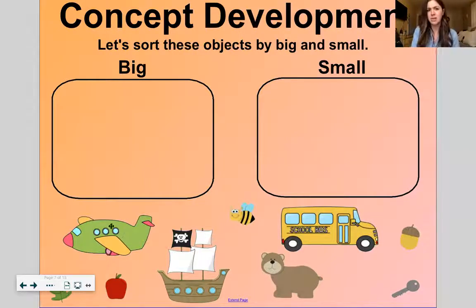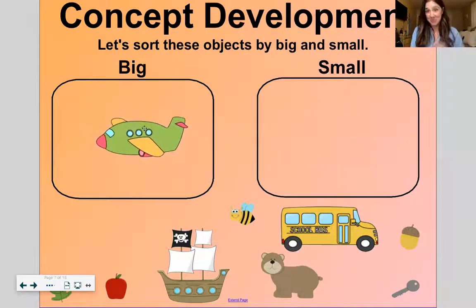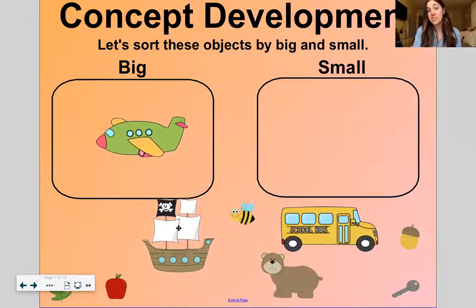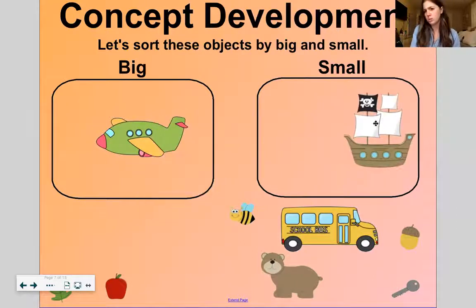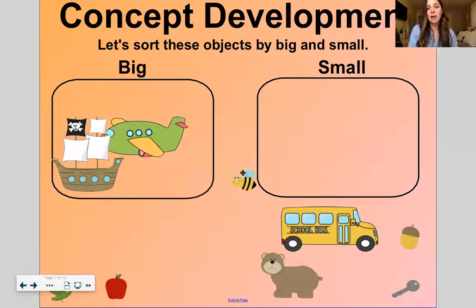Blurt. Is this big or is this small? Big, small. Blurt, big. That's a big jet. What about this pirate ship? Big or small? Blurt, big. Good. What about this bumblebee? Big, small. Blurt, small.